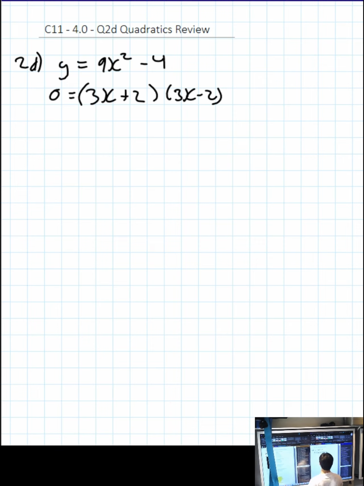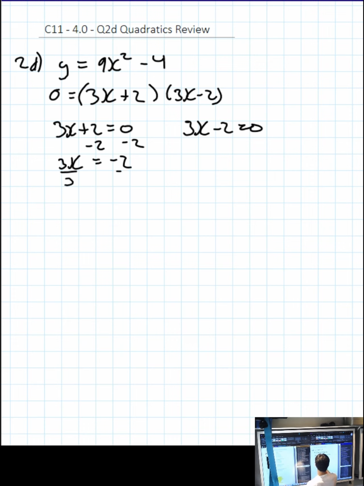Okay, so we're going to set our factors equal to 0 separately. So we're going to have 3x plus 2 equals 0. And we're going to have 3x minus 2 equals 0. And then on the equation on the left, we're going to subtract 2 from both sides. 3x equals negative 2. Then we're going to divide both sides by 3. X equals negative 2/3. Circle your answer.